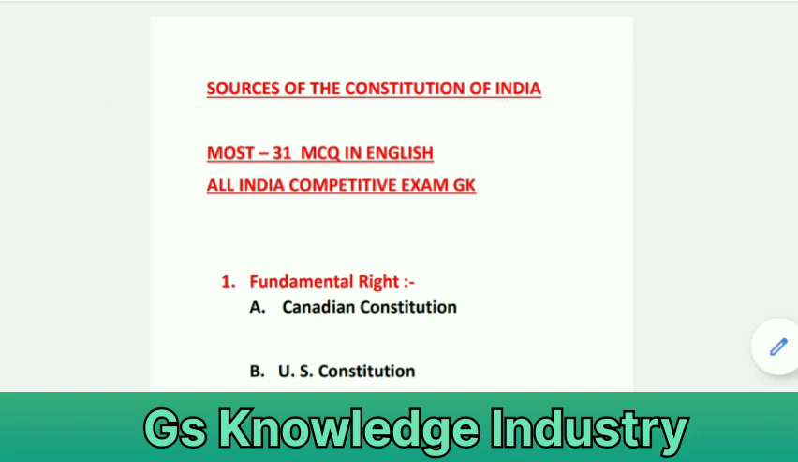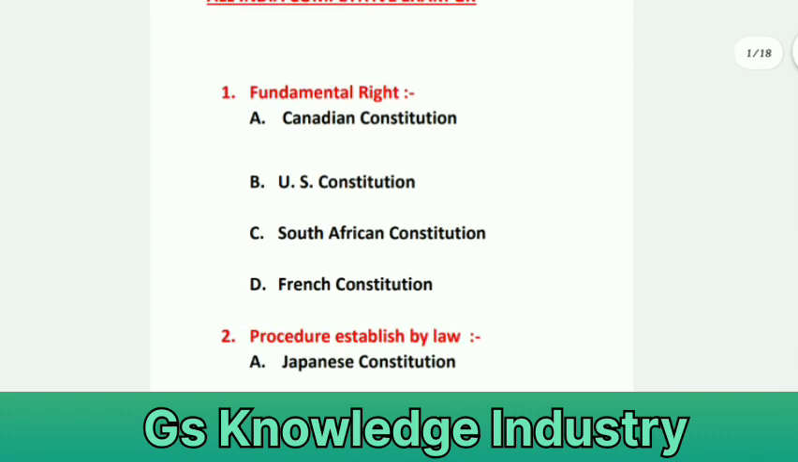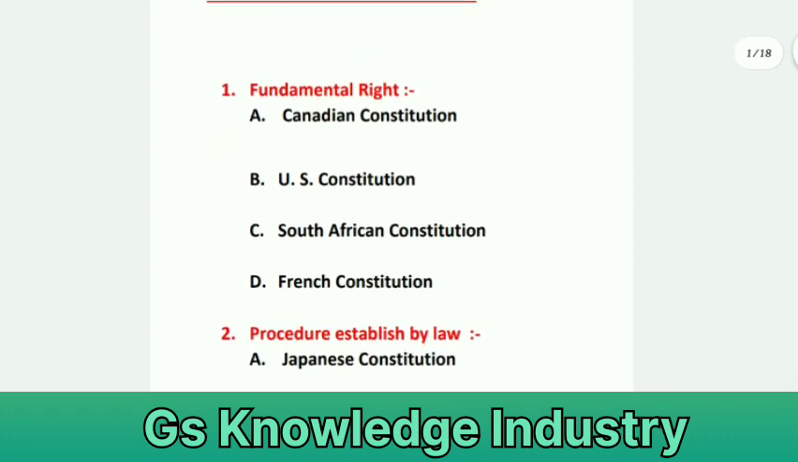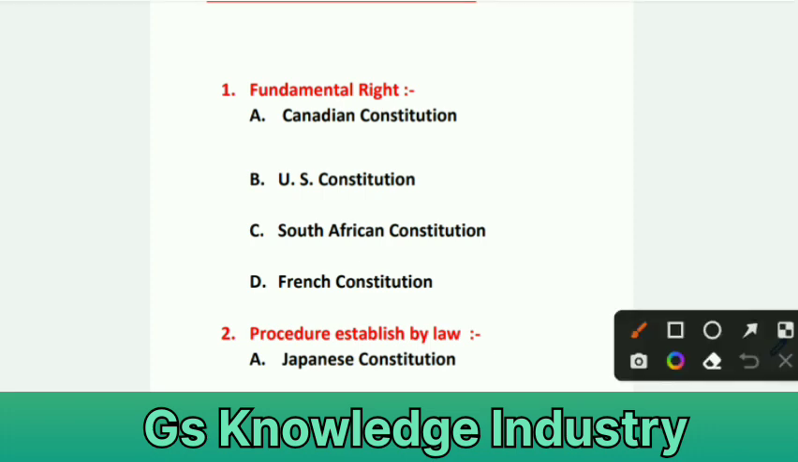So the first question is fundamental right. This system has been derived from which constitution? Option A Canadian Constitution. Option B US Constitution. Option C South African Constitution. Option D French Constitution. Here the right answer is option B. US Constitution. Our fundamental right has been derived from US Constitution.